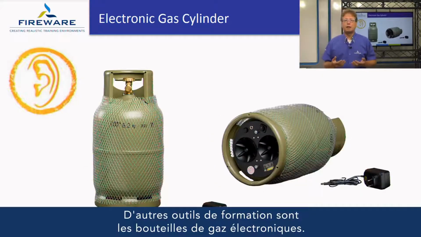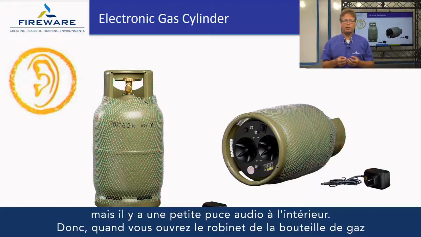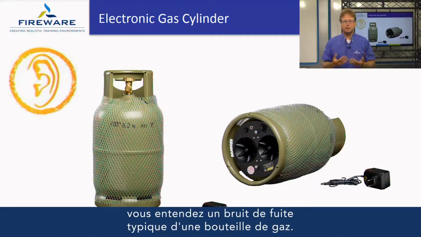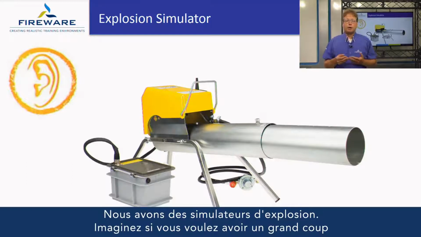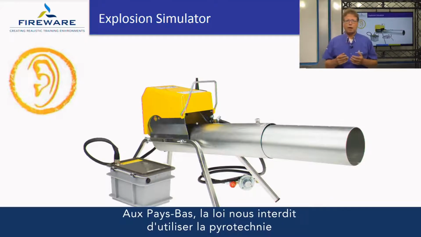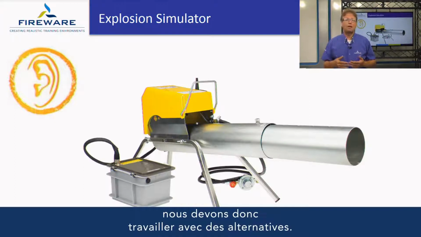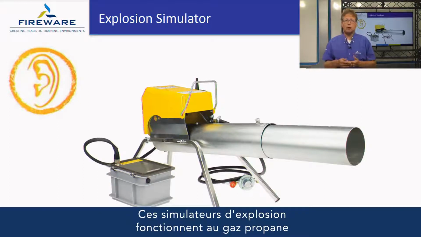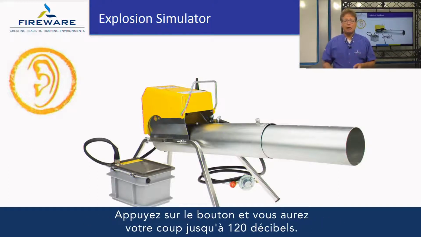Other pieces of equipment are these electronic gas cylinders. They really look like a normal gas cylinder, but there's a little audio chip inside. So when you open the knob, you will hear the typical hissing sound of a gas cylinder. We have explosion simulators. You can imagine if you want to have a loud bang, it's not only the volume, but it's also the air that moves. In the Netherlands, we have a problem with using pyrotechnics. So we have to work with alternatives. By law, we are not allowed to use pyrotechnics, or at least we need a lot of permits. These explosion simulators work on propane gas and simply work on a remote control. Push the button and you will have your bang, up to 120 decibel.